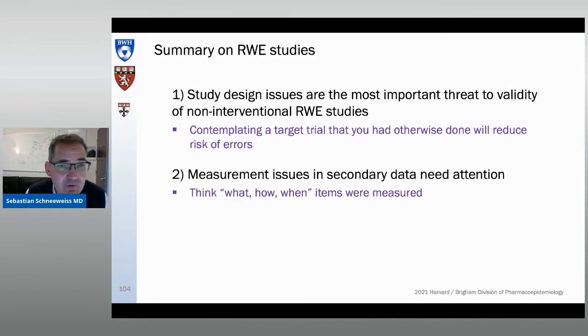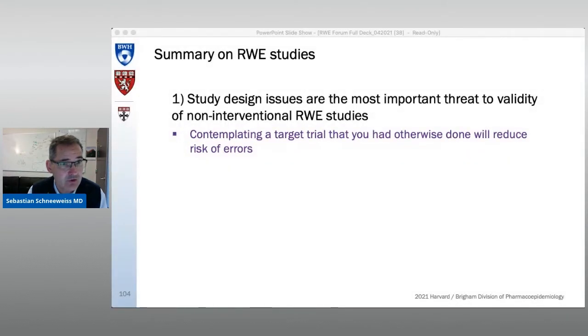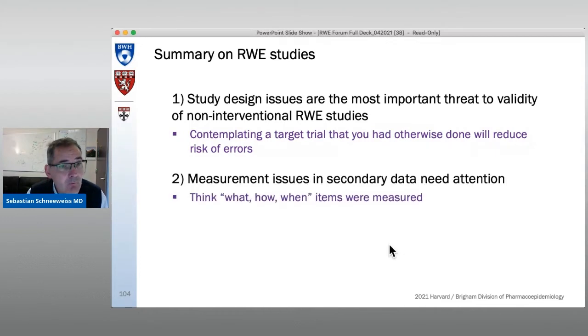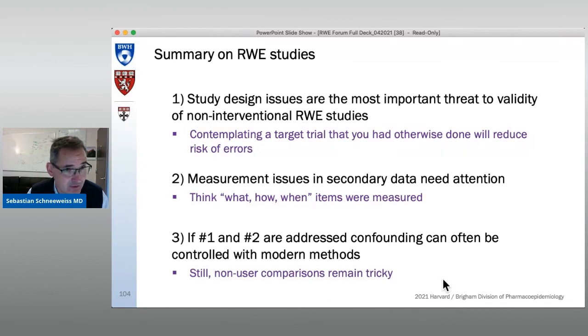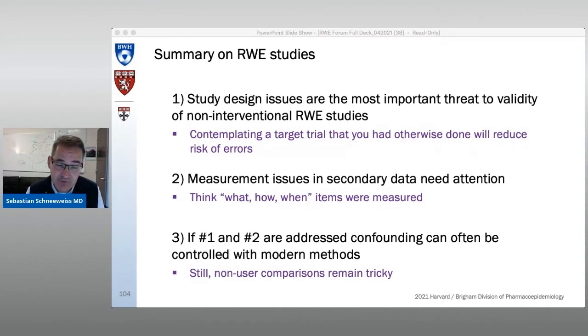The measurement issues when you work with these secondary data need a lot of attention, right? You need to be aware that you're not in control of what to measure, how to measure, and when to measure. You're trying to piece things together indirectly when you have the secondary data. Can I click twice, please? If number 1 and number 2 are addressed, if you have an active comparator design, in many cases that I was involved in, we can often overcome the lack of randomization quite well. The situation that we have here, where we have a non-user comparison group, they just remain tricky. And I'm looking forward to the next presentation with some interesting ideas here. So thank you very much.